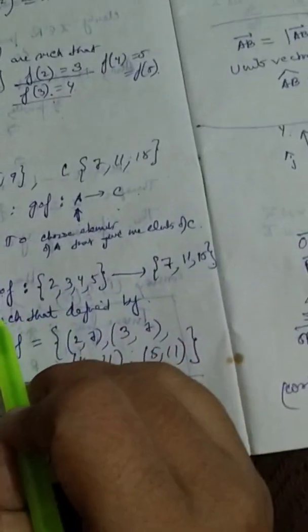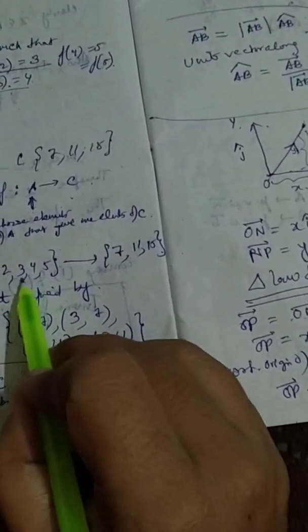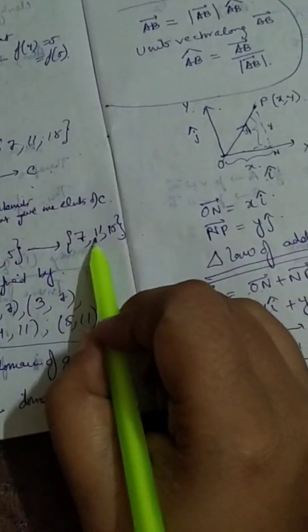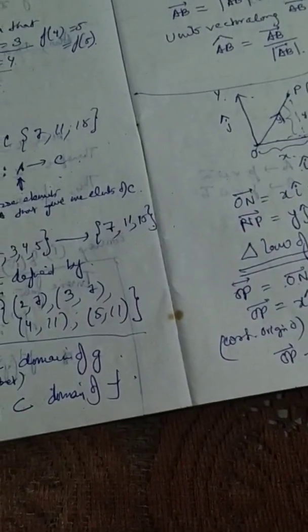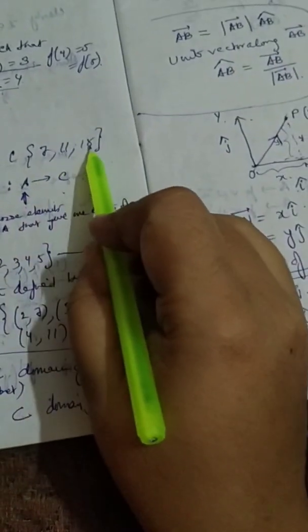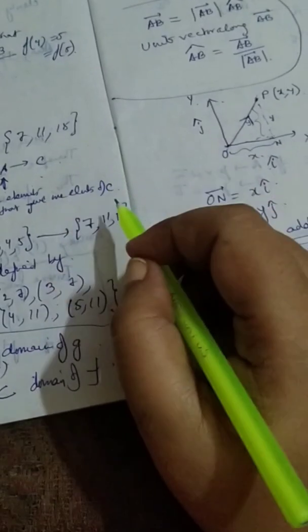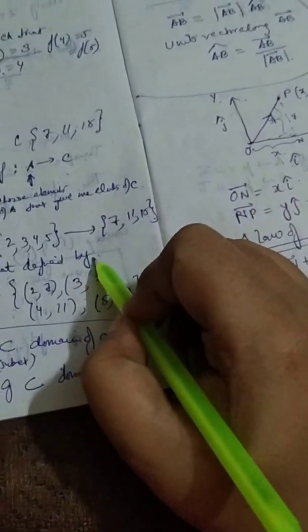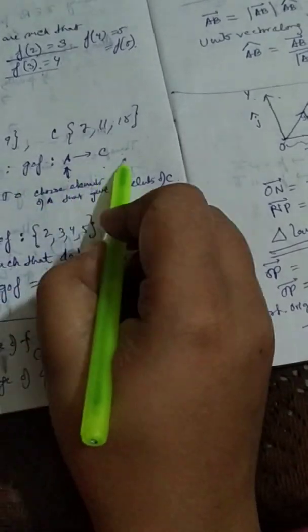So that is what we have written. G compose F is a mapping from 2, 3, 4, 5 to 7 and 11, just the way that they have written it. But then C is having 7, 11 and 15, isn't it? So therefore 7, 11 and 15 has to be written. But what is the definition of G compose F, that is what they want.